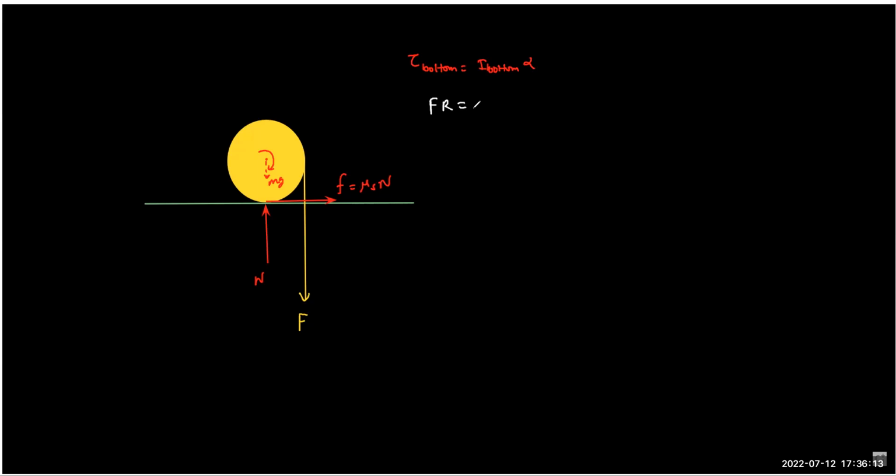And what is this? Disc, cylinder. What is this? It's a cylinder. MR square by 2 plus MR square into alpha. Correct. So F turns out to be 3 by 2 into M into ACM, because alpha becomes ACM by R, right? And this is the torque equation.